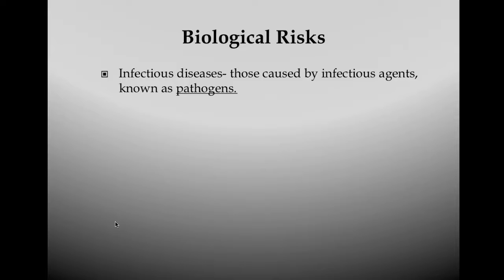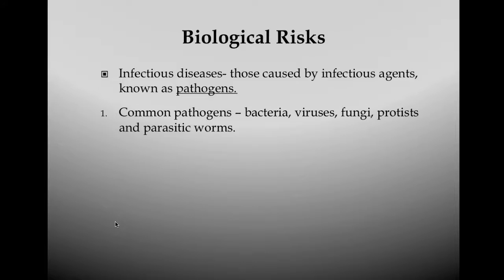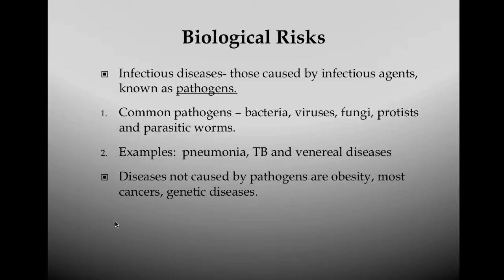Biological risks are any type of infectious diseases that cause sickness, and those pathogens or infectious agents are called pathogens. Some very common pathogens: bacteria, viruses, parasitic worms. Examples of some of the diseases they cause. And then these would be diseases that are not caused by pathogens, which is represented by the other 50% in the larger of the two pie charts on the previous slide.